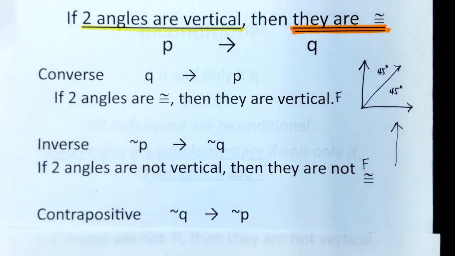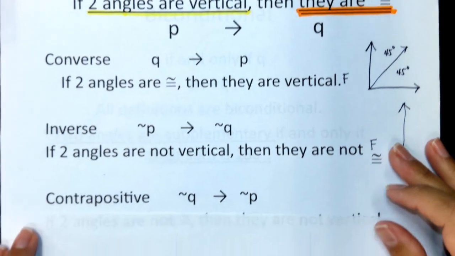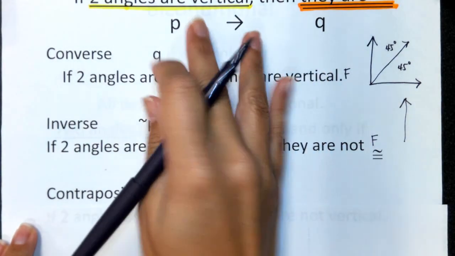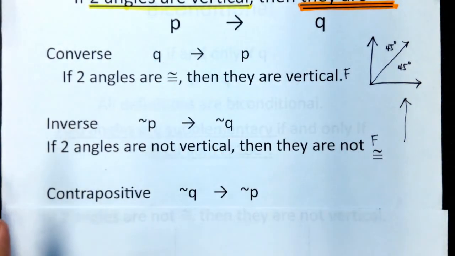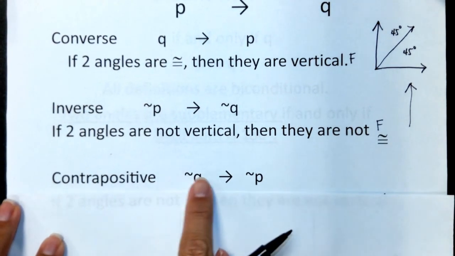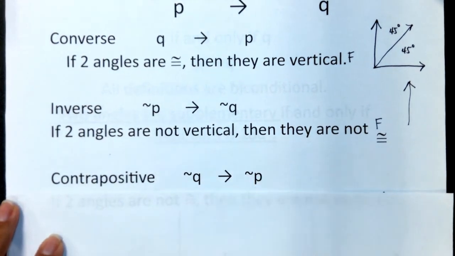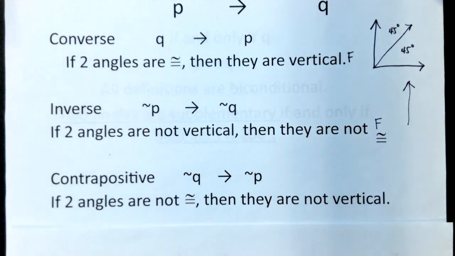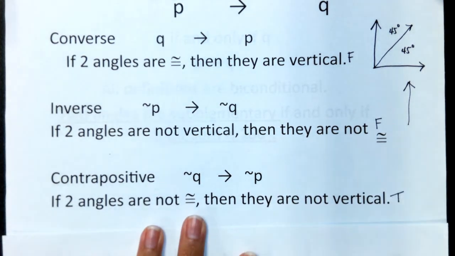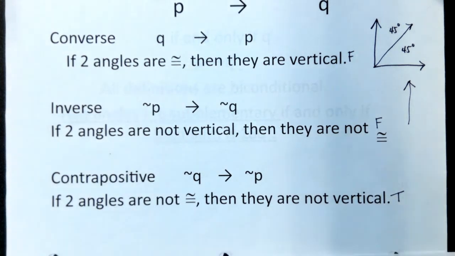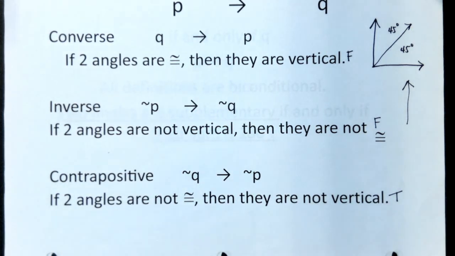And then your last one would be contrapositive. Guys, go back to your conditional, flip it, and put the fancy word negate. Not Q to not P. If two angles are not congruent, then they are not vertical. That is true because all vertical angles are congruent. So if they're not congruent, then they can't be vertical because all verticals are congruent.